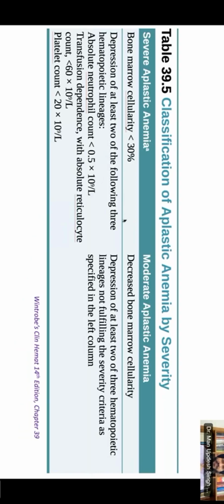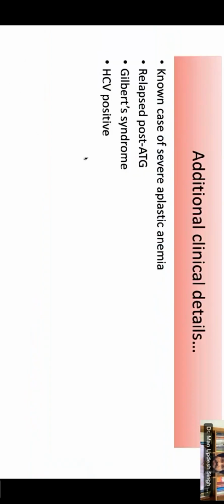Okay, so the severity of aplastic anemia can be categorized: if the neutrophil count is less than 500, the patient is transfusion dependent, and reticulocytes are less than 60,000, and platelet counts are lower than 20,000, that will indicate severe aplastic anemia, right, at this time.